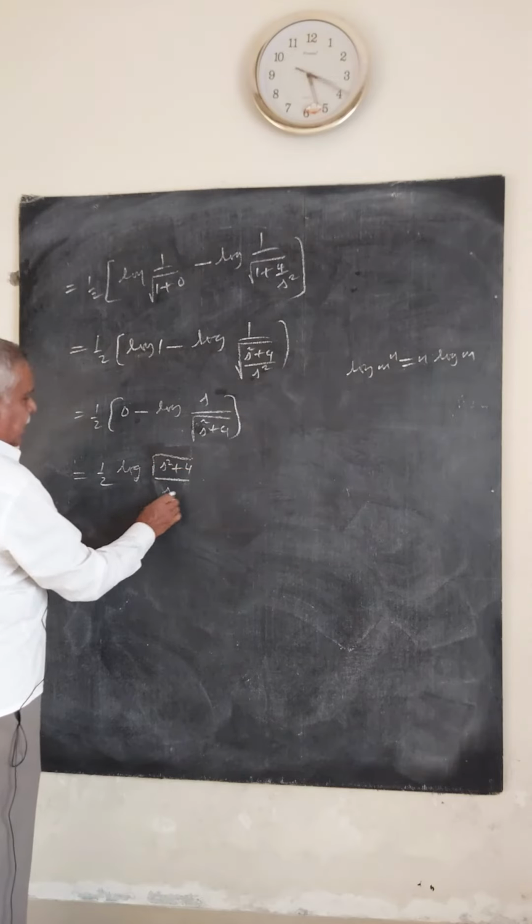s to infinity, sin at is a by s square plus a square ds. a taken out, s to infinity ds by s square plus a square. There is an integral formula: dx by a square plus x square equals 1 by a tan inverse of x by a, the basic integral formula. Therefore, a into 1 by a tan inverse of s by a gets cancelled. Limit is s to infinity.